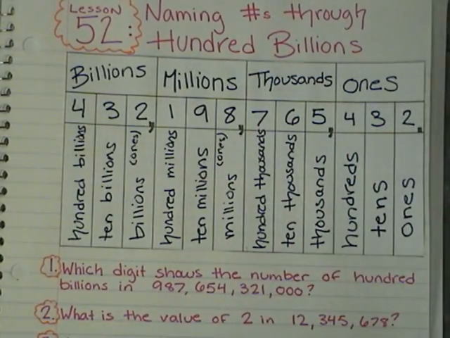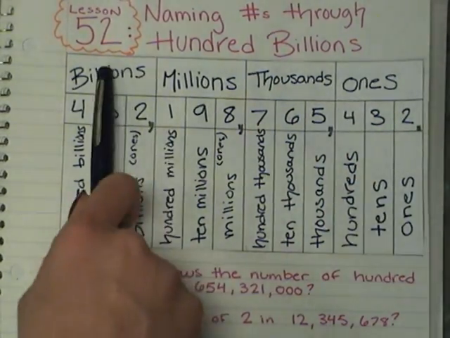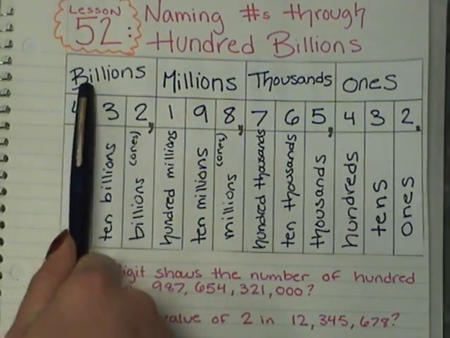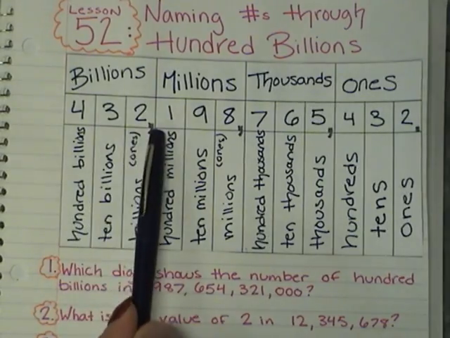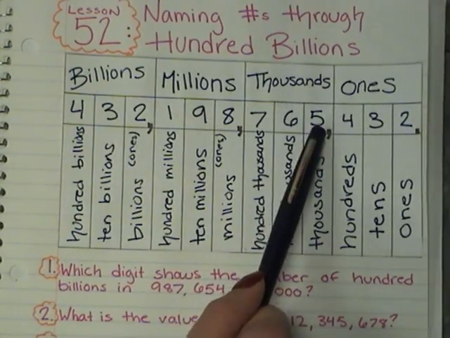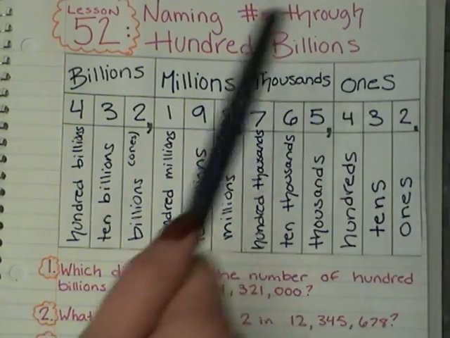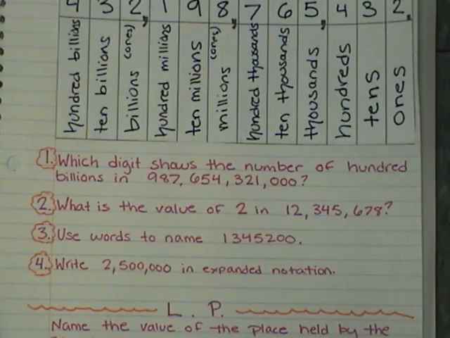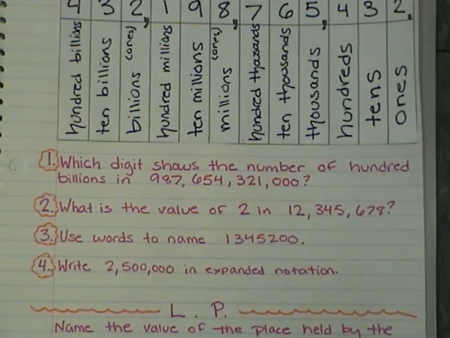The next one, 198,765,432. And so every time you reach your comma, you name the chunk. So you read the number, stop at your comma, name your chunk, and then move on. 432 billion, 198 million, 765,432. All right, we just have 4 easy questions to answer, and then you'll have your lesson practice.